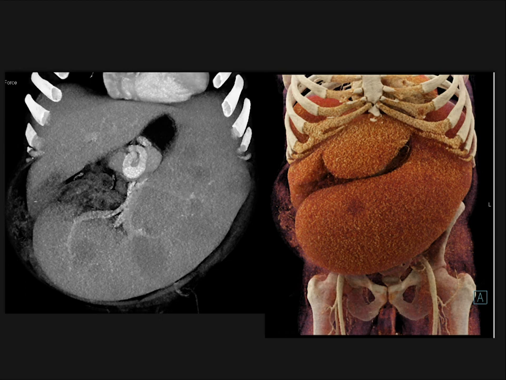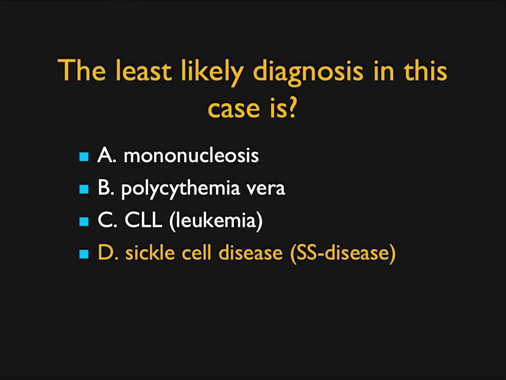Again, I would have favored leukemia. In fact, this patient has had bone marrows many times because with polycythemia vera, you worry about malignant transformation, but this has not happened. This is not sickle cell disease. Remember, classically, sickle cell is a small autoinfarcted spleen. Sometimes with sickle thalassemia, you can see a larger spleen with some calcification, with areas of infarction, but nothing of this size range. So that's the least likely diagnosis.